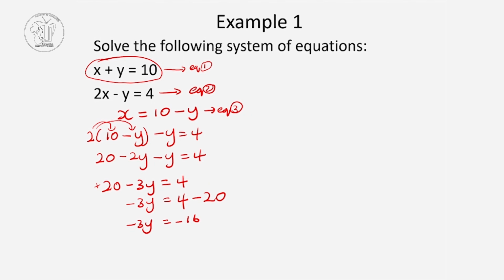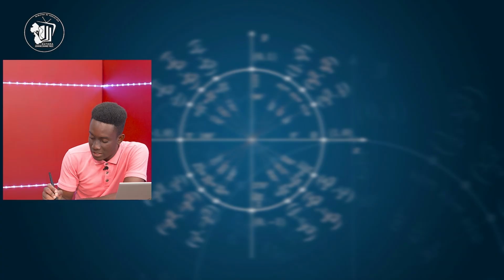So now we solve here. We want to solve for y. We have the negative 3 multiplying the y, so when we take it off, it will divide. So we'll have y is equal to negative 16 all divided by negative 3, and this negative will cancel out that negative. So we say y is equal to 16 over 3, and that would be the value of y.